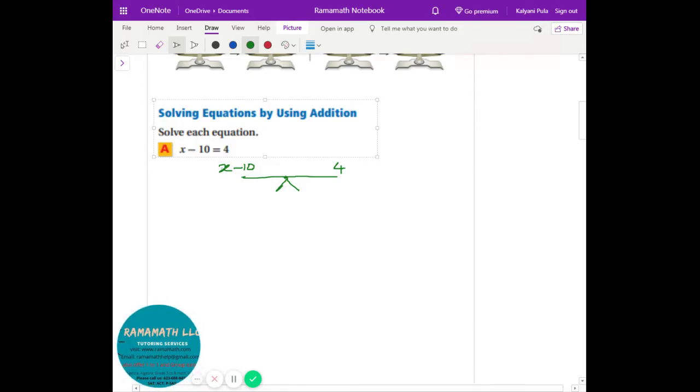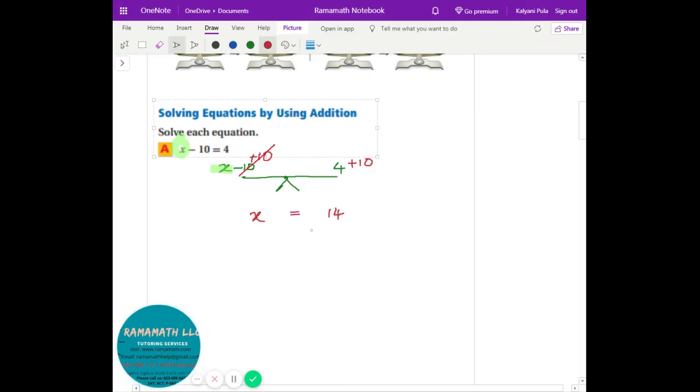So ultimately, we are looking for the value of x. What could be the value of x that makes the equal sign true? When I isolate the x, I see this extra minus 10 is there. To get rid of that, I'm going to add 10 on both sides. So I'm going to add 10 here and then add 10 here. So this crosses out. Now I'm left with the x, and here is the 14.